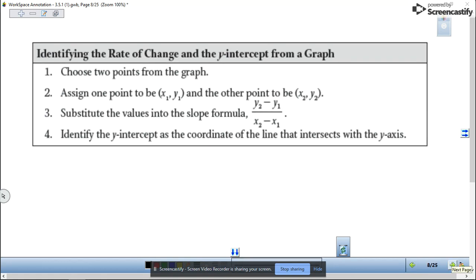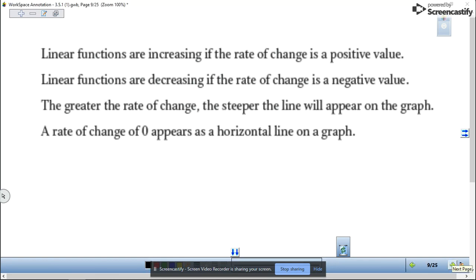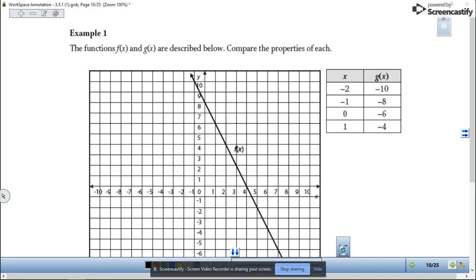Lastly, if we have a graph, choose 2 points, assign one to be x1, y1, the other one x2, y2, substitute the values in your slope formula, identify the y-intercept where it crosses the y-axis. Okay? Linear functions are increasing if the rate of change is positive. Linear functions decrease if the rate of change is negative. The greater the rate of change, the steeper it will be. If the rate of change is 0, it will be a flat horizontal line.